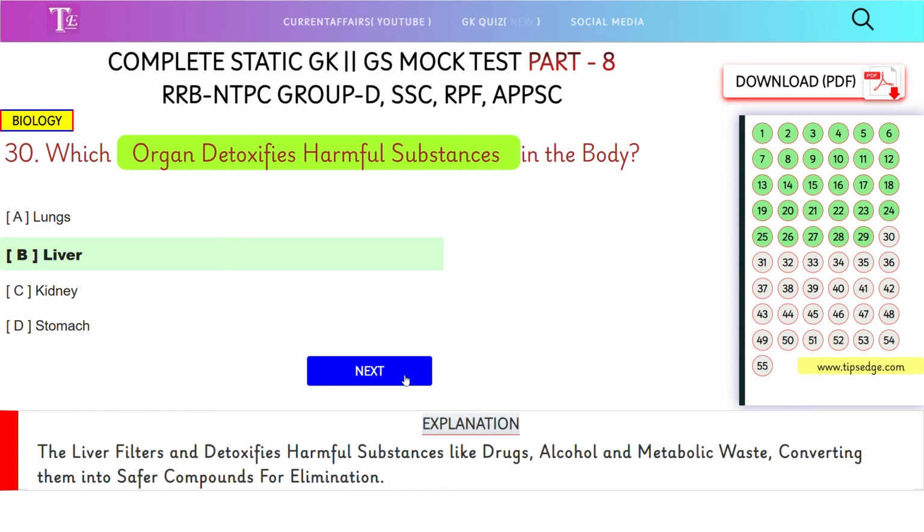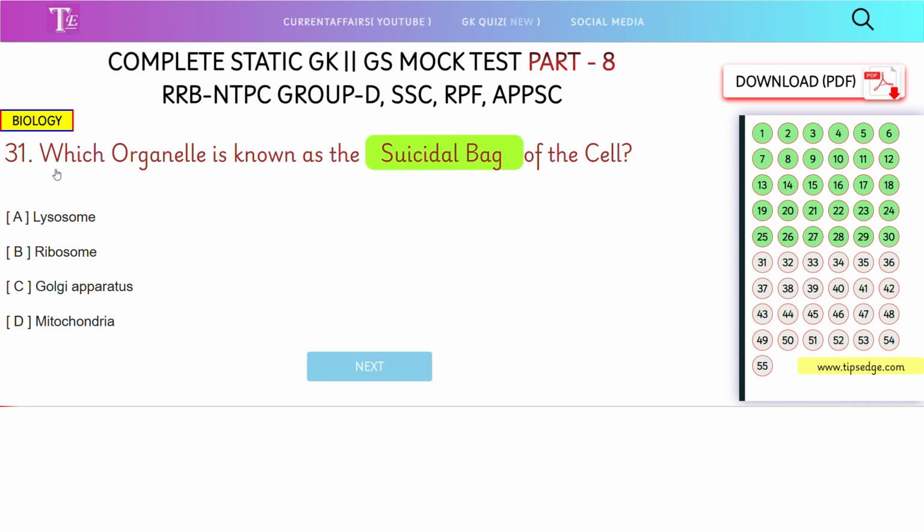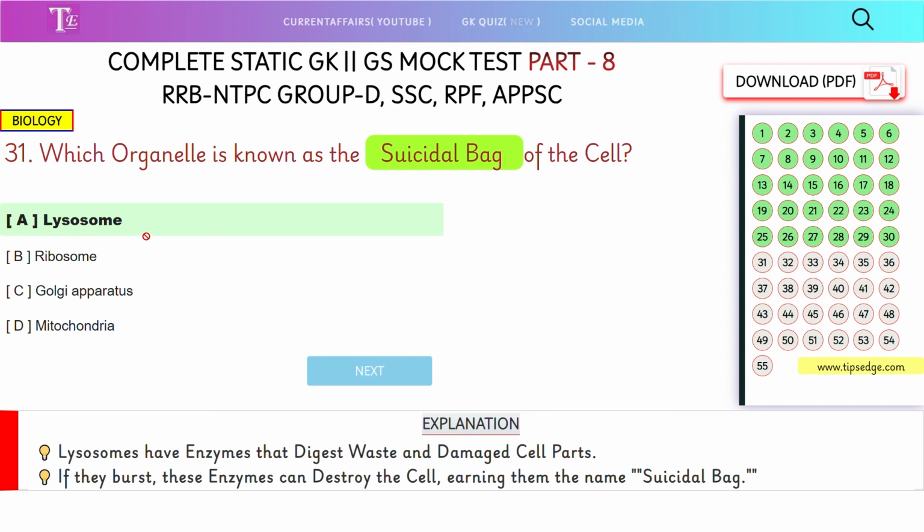Now moving to the 31st question. Which organelle is known as the suicidal bag of the cell? Answer: lysosome. Lysosomes have enzymes that digest waste and damaged cell parts. If they burst, these enzymes can destroy the cell, earning them the name suicidal bag.